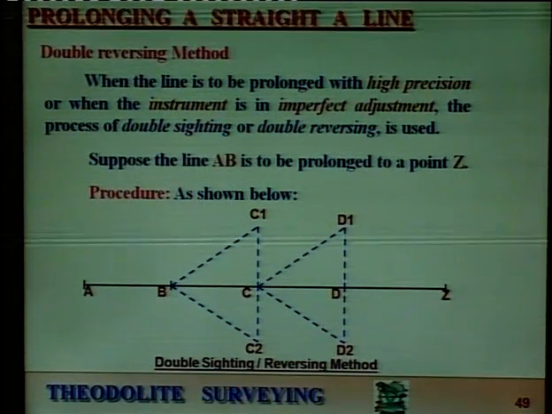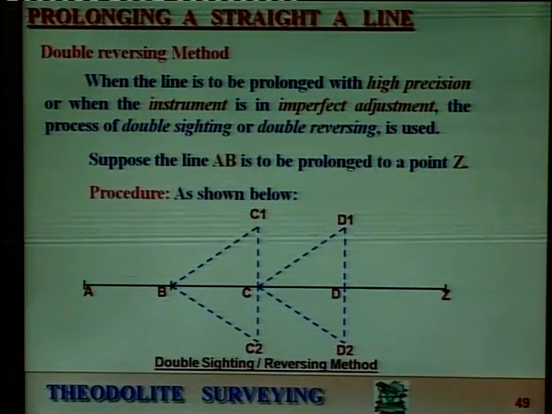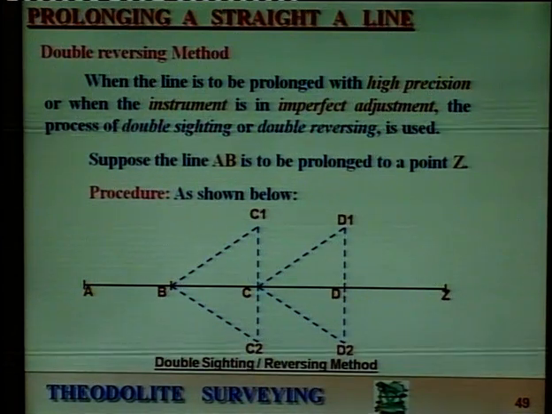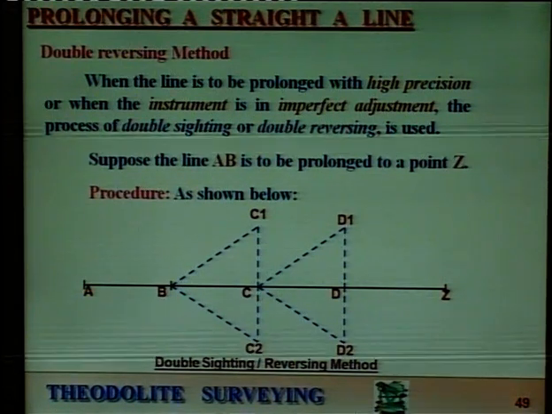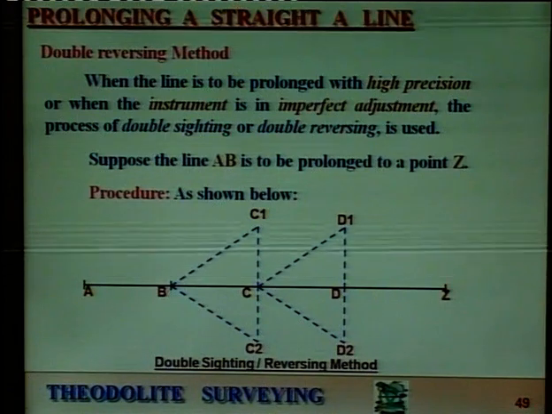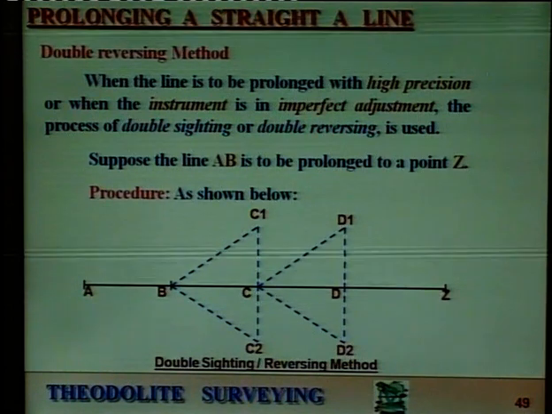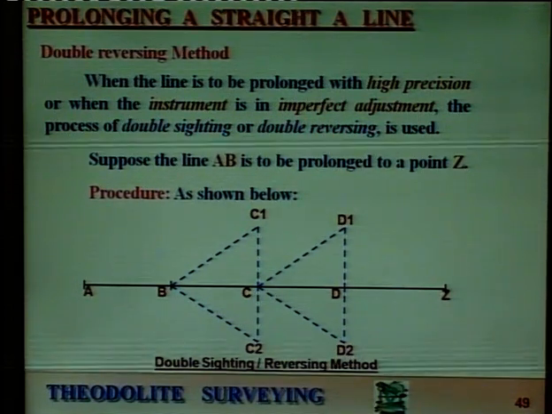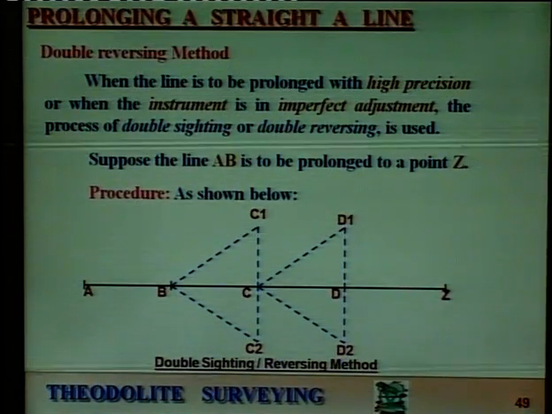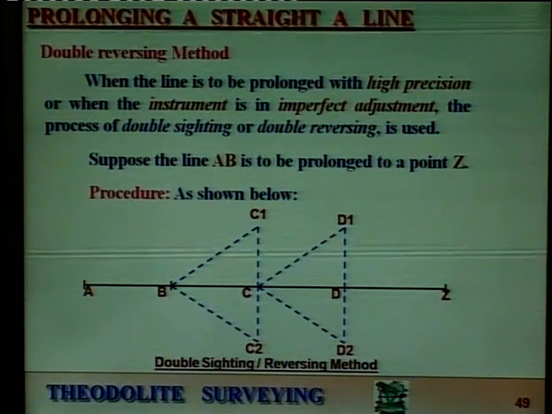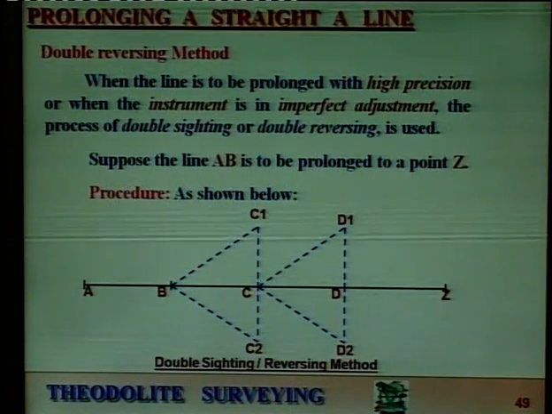A and B are 2 points which are to be produced to Z. We take 2 readings and plot 2 points C1 and C2, and with greater accuracy point C is obtained between the center of the two. Similarly, when the instrument is set up at D, we point out 2 readings, one at D1 and one at D2, and the center of these 2 readings is D. In this way the same procedure is repeated and we can prolong this line AB to point Z effectively and very accurately.